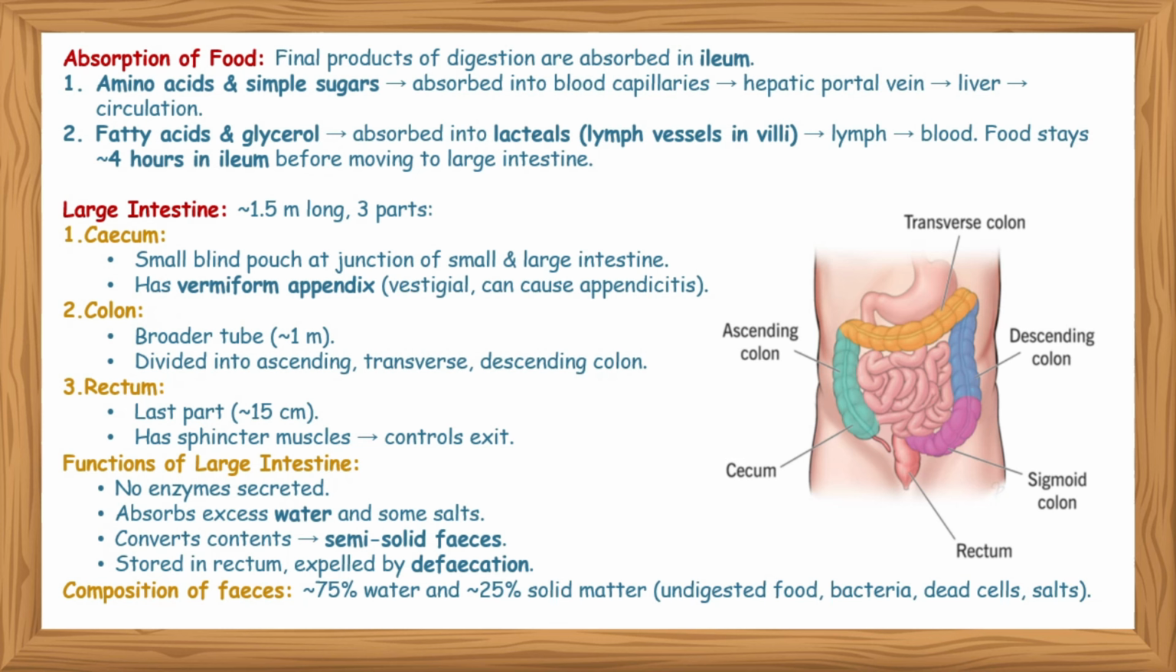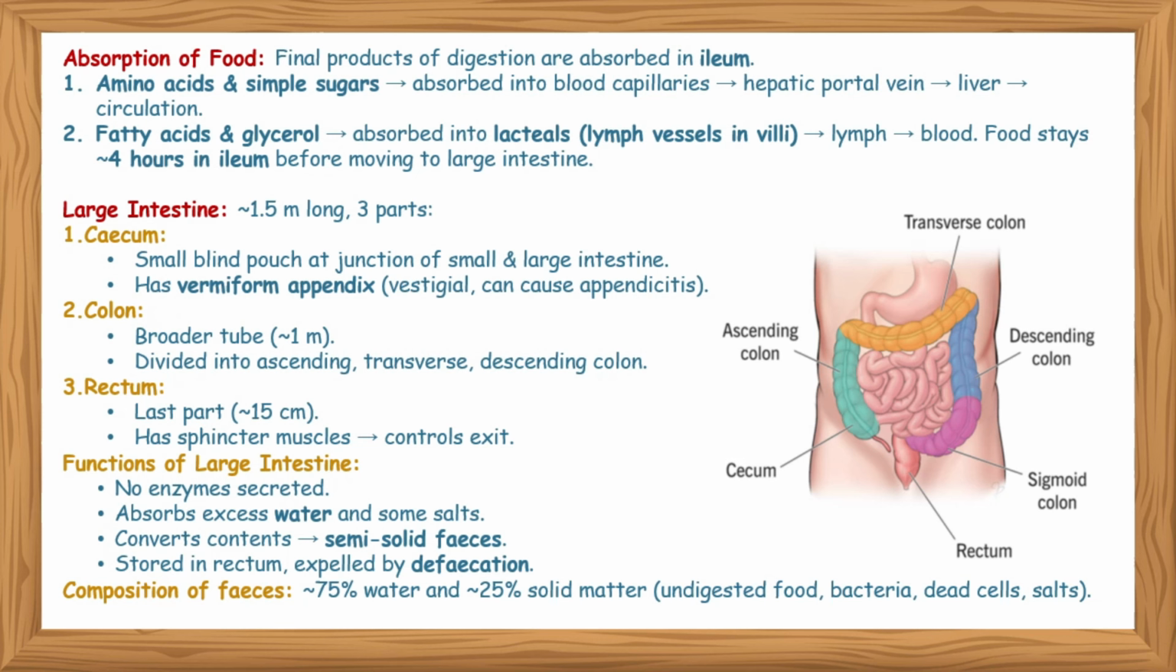The large intestine is 1.5 meters long and has 3 parts. The cecum has a small blind pouch. At the junction of the small and large intestine, it has the vermiform appendix. It is vestigial. It can cause appendicitis. The colon is a broader tube, nearly 1 meter. It is divided into ascending, transverse, and descending colon. The rectum is the last part, the last 15 centimeters. It has sphincter muscles which control exit.